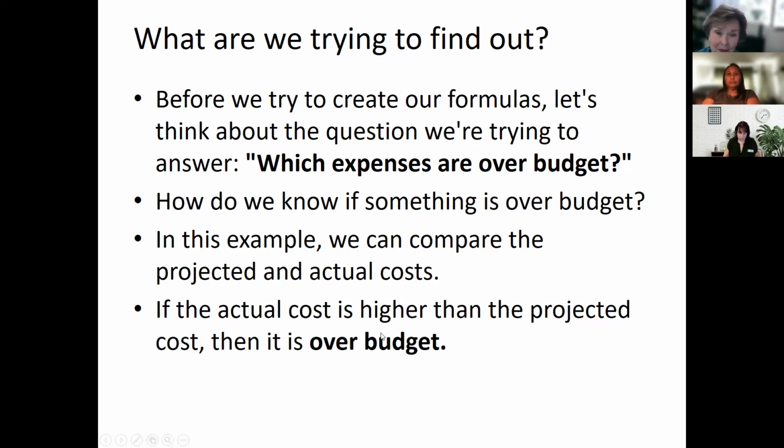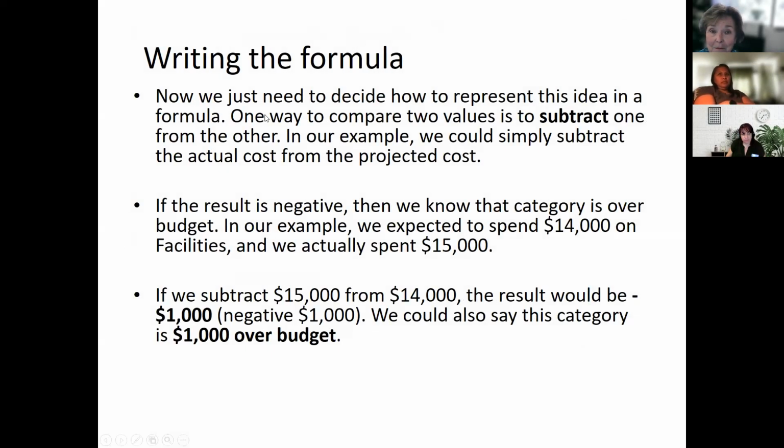You've seen these in your calculator problems, and I try to tell you, if you reverse the numbers, you're going to get the right number, but one's going to be negative, one's going to be positive. So always ask yourself, is this one actually higher? If it is, then that's the one that's over budget, not under budget. So you have to compare the numbers. Then you have to decide how you're going to represent it in a formula.